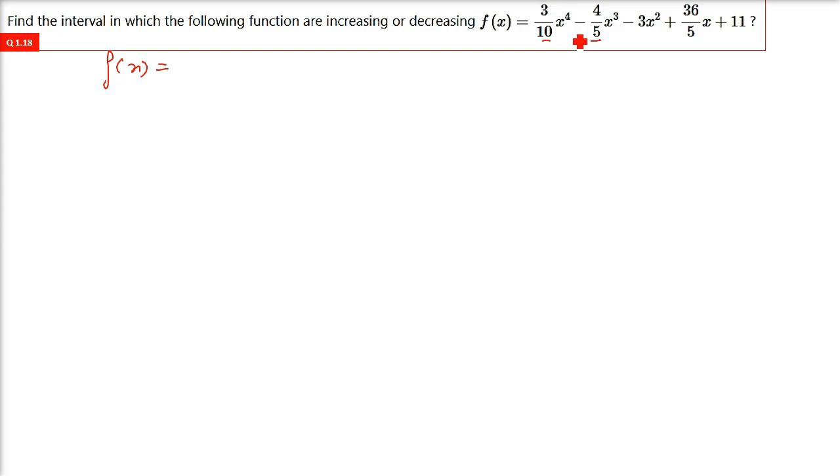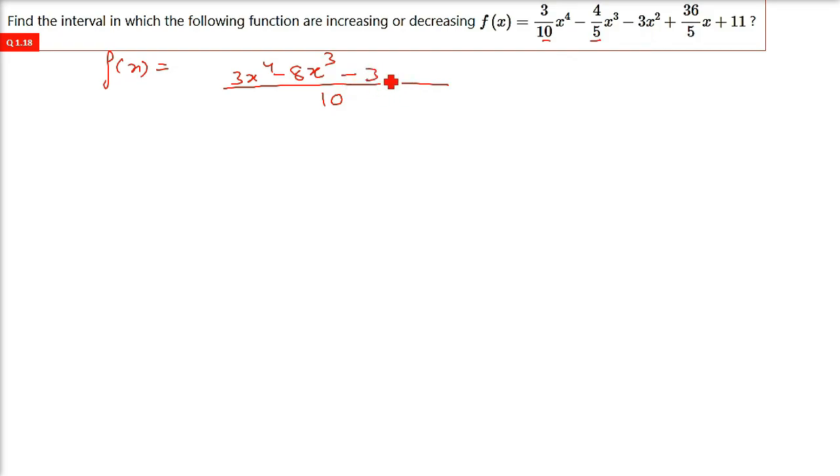So we have 5, 5, 10, and you take the LCM. What will be the LCM? If you take the LCM, it will be 10. So when you have this LCM, you see 10 divided by 10 is 1. So you multiply 1 with 3x to the power 4. 10 divided by 5 is 2. So you multiply 2 with 4x cube. So it will be minus 8x.